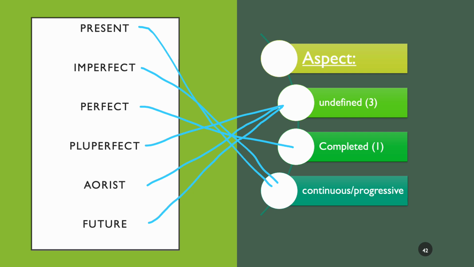I'll take a little look also at aspect. Aspect I kind of talk of as being like the tense tells you which mountain to climb. The aspect is the view that you're going to get when you get there. So 3 of these have an aspect that is undefined. One has a completed aspect, and 2 have a continuous or progressive one.